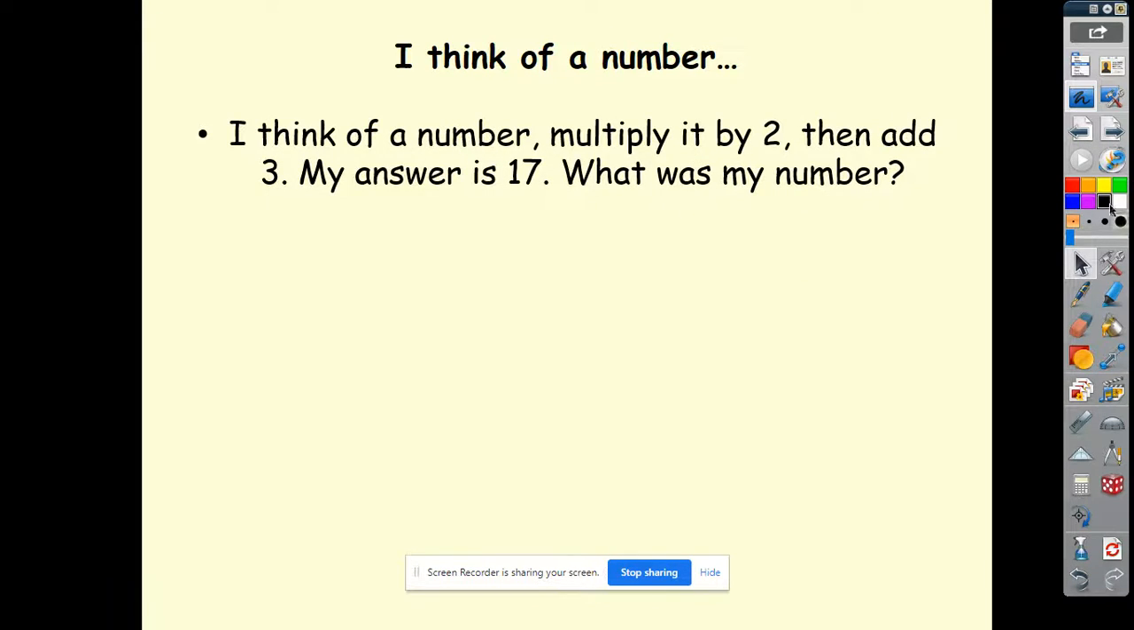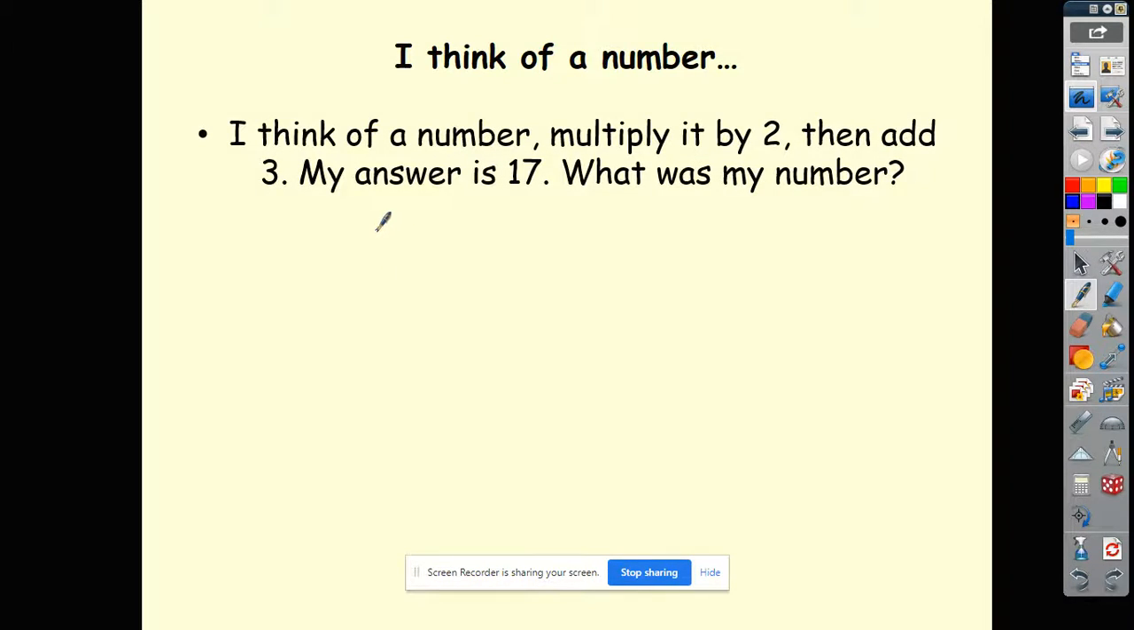This time I'm going to think of a number. I'm not going to tell you what it is. I'm going to multiply it by 2. It tells me here that I multiply it by 2. Then I'm going to add 3. So my answer was 17. So what was my original number? Can you work it out for me? So pause the video, have a go and see if you can get it.